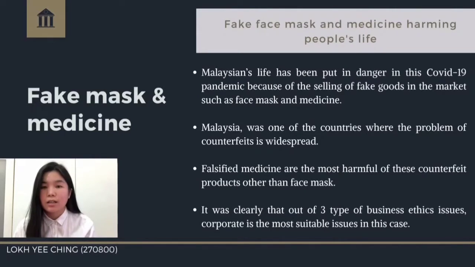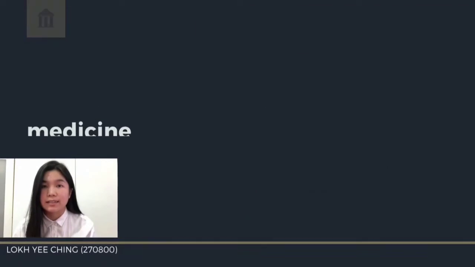So through this issue, we found out that the ethical issue that can be identified was a business ethical issue. It was clear that out of the three types of business ethical issue, corporate issue is the most suitable in this case. From this case, there are debates concerning the morality of a company's business choice to qualify items despite defects in the manufacturing process and producing counterfeit face masks and medicine.